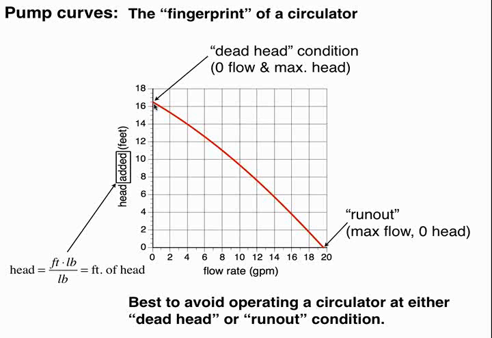You could operate a circulator up here, but there's really no point in it. It's basically just dissipating electricity into heat. In general, we want to operate the circulator ideally in the middle third of its pump curve. That's where we're going to get the best efficiency.